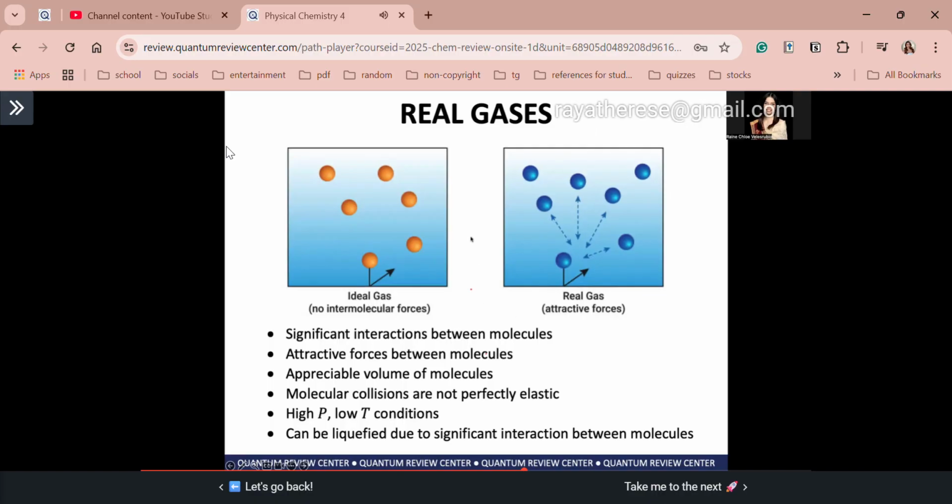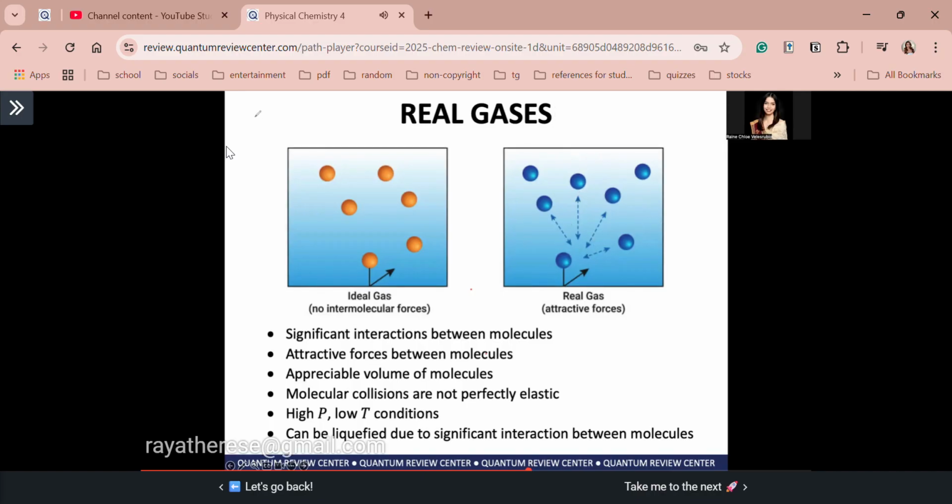First, they have significant interactions between molecules. So here, guys, we are now taking into account the interactions of the gas molecules, specifically the attractive forces. And of course, we don't neglect the volume because molecules have appreciable volume. And the collisions are not perfectly elastic, meaning there is net energy lost or gained as the gas molecules collide.